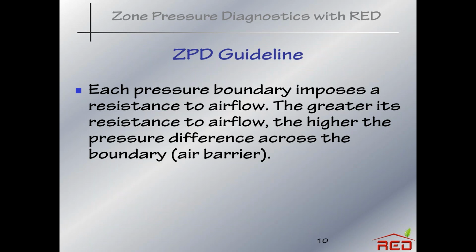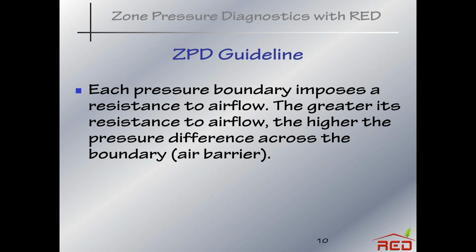A guideline for a ZPD, and I'll read this: each pressure boundary imposes a resistance to airflow. Remember, I've already said it's just like electricity. I want you to think of an air barrier as a barrier of resistance. It's just like a light bulb in an electrical circuit. The greater its resistance to airflow, the higher the pressure difference across the boundary.